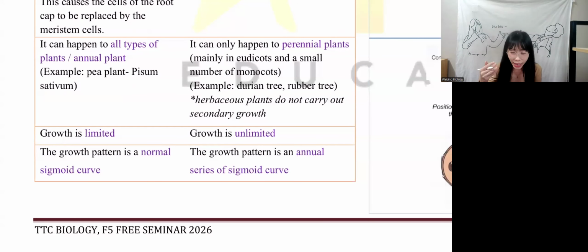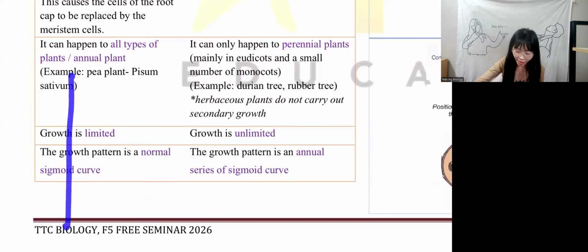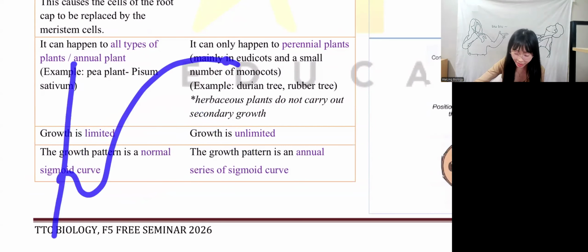Okay, the pattern of primary growth is called a sigmoid curve. What is a sigmoid curve? Sigmoid is like that. Sorry, a bit ugly. For a plant, it will be like that. This is a sigmoid curve.